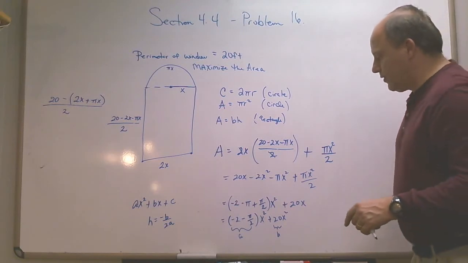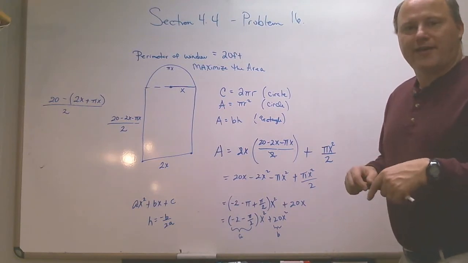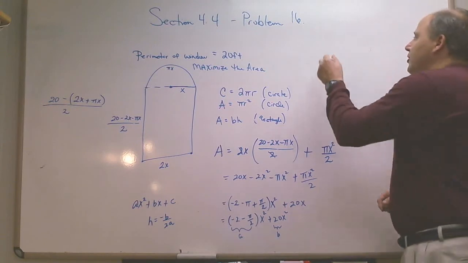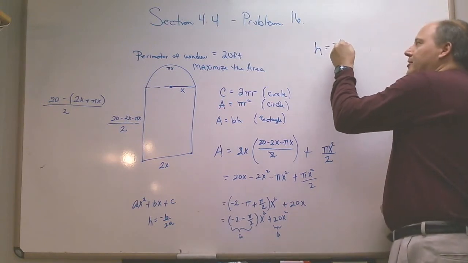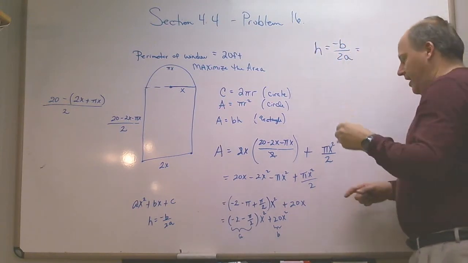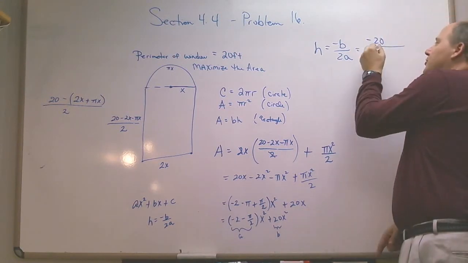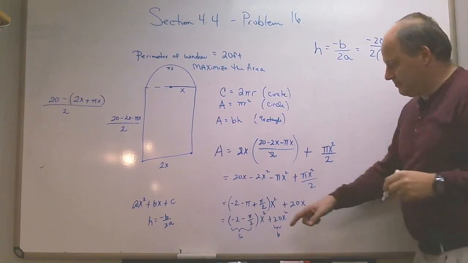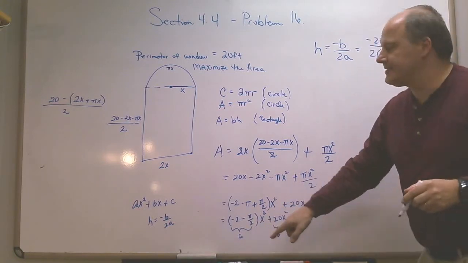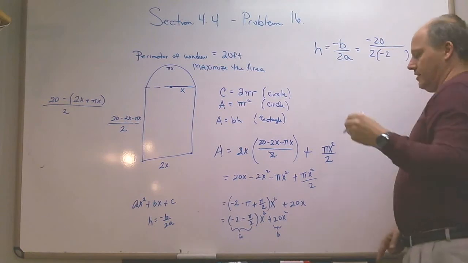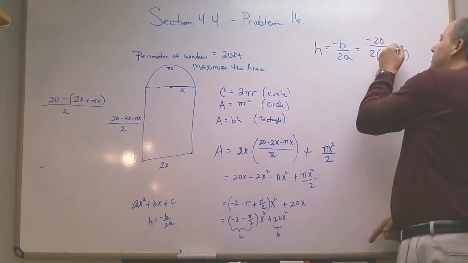So in order to find the maximum, I got to figure out what value of x makes that occur. So h is equal to negative b over 2a. So it's opposite of the 20, so it's negative 20 over 2 times a, and a is this big long expression. Well, that's not that bad. It's just -2 minus pi over 2.